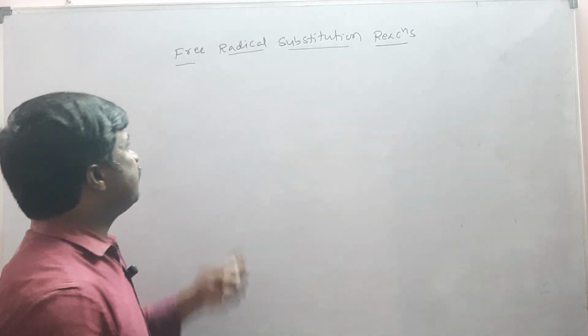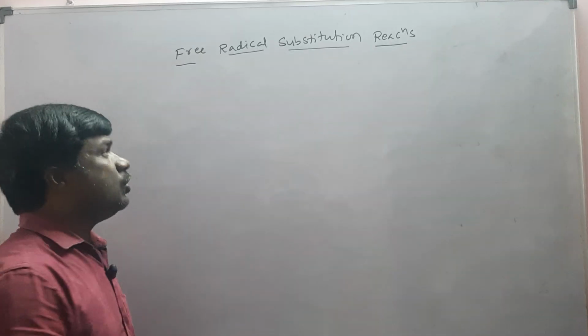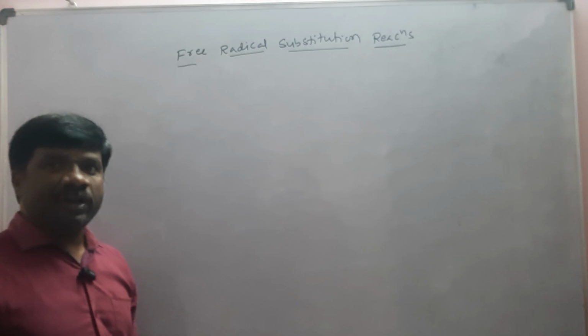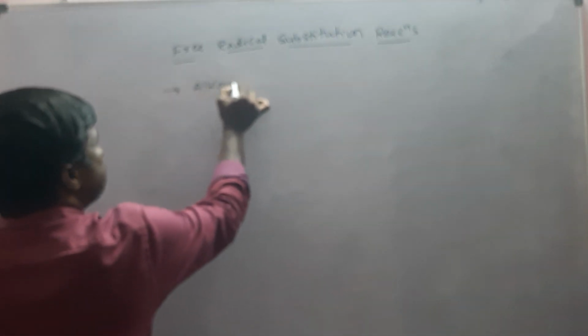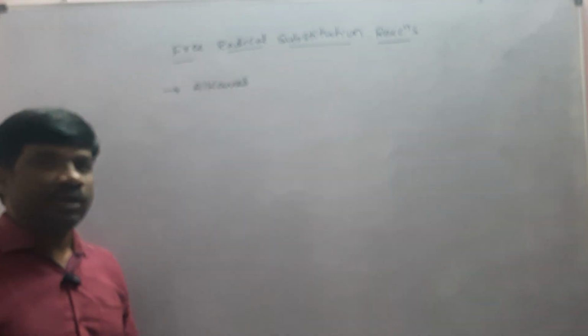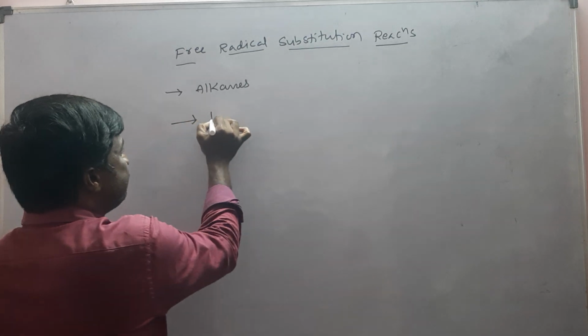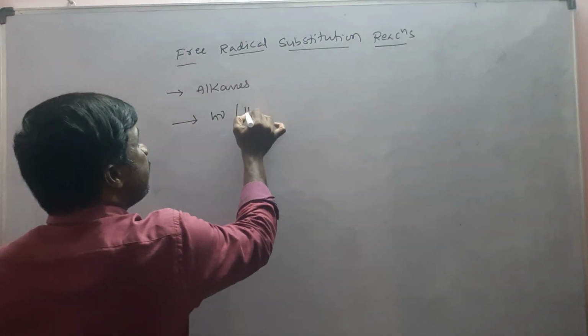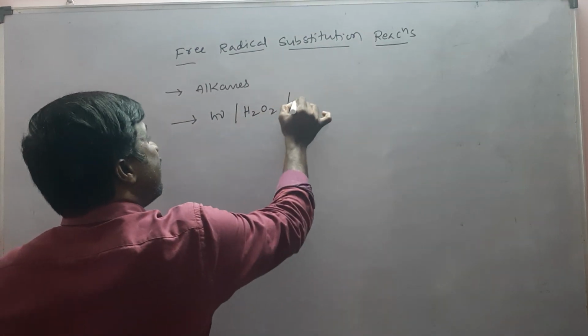Today we'll discuss free radical substitution reactions. So what are the compounds involving free radical substitution reactions? Generally, alkanes, which are saturated compounds, undergo free radical substitution reactions. Free radical substitution reaction takes place in the presence of sunlight, peroxide medium, or thermal conditions.